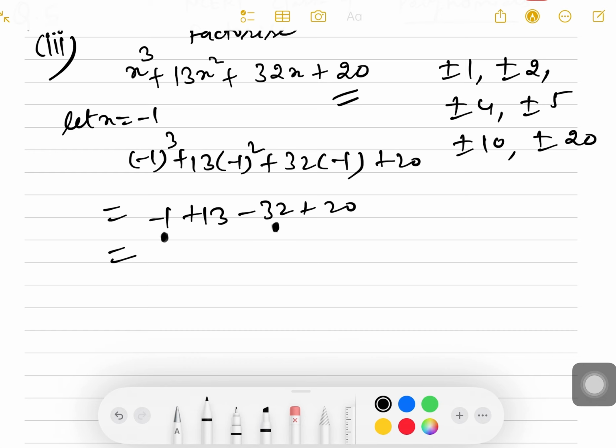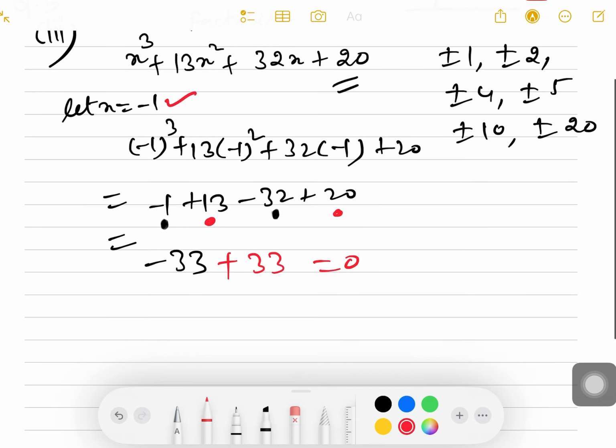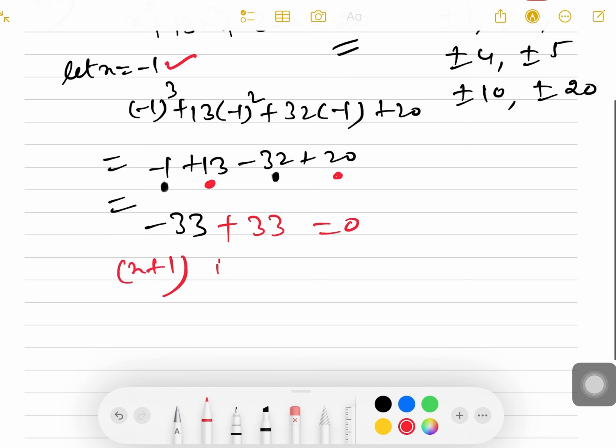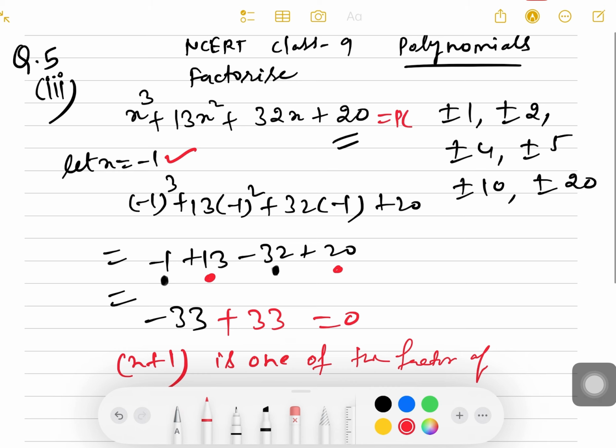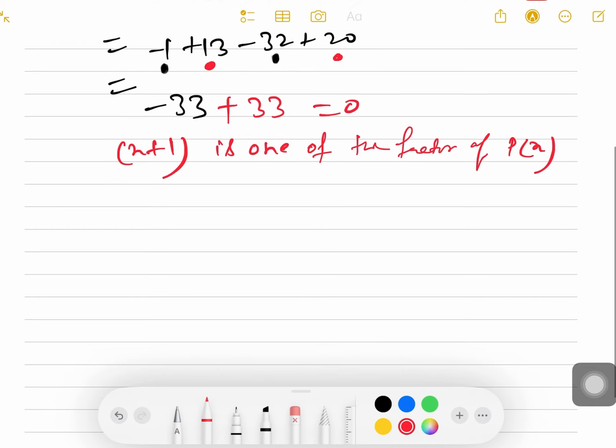If you solve them, minus 32 and minus 1 are negative terms. If you add them, you will get minus 33. And 13 and 20 are positive. If you add the positive terms, you will again get positive 33. So the final answer becomes 0. Since the final answer is 0 and we substituted minus 1, the opposite sign is plus 1. That means x plus 1 is one of the factors of, let us say, p of x.